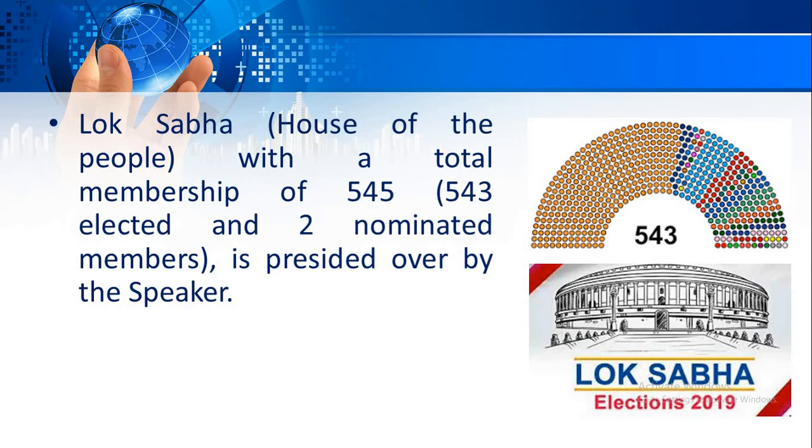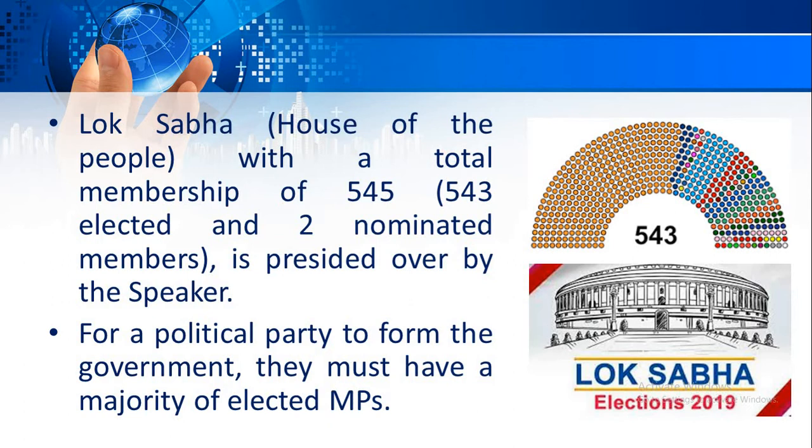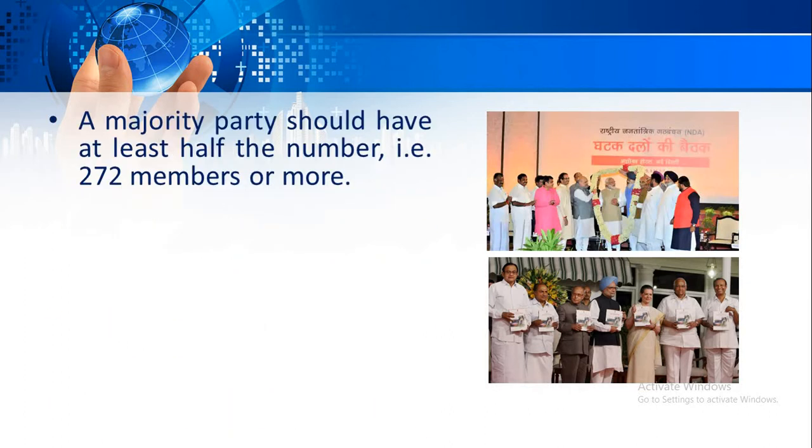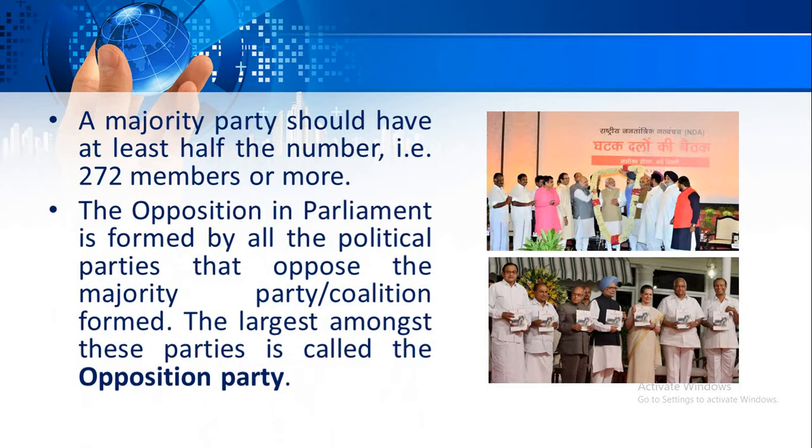Lok Sabha is presided over by the Speaker. To form the government, a political party must have a majority of elected MPs in the Lok Sabha. This means majority party should have at least half the number, that is 272 members or more. The opposition in Parliament is formed by all the political parties that oppose the majority party. The largest among these parties is called the opposition party.